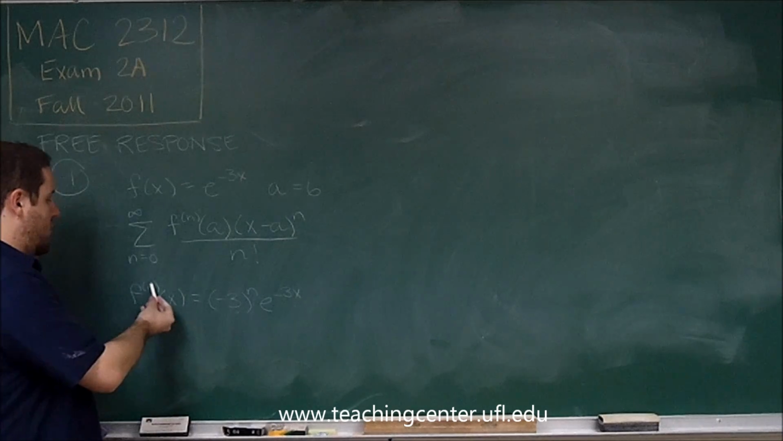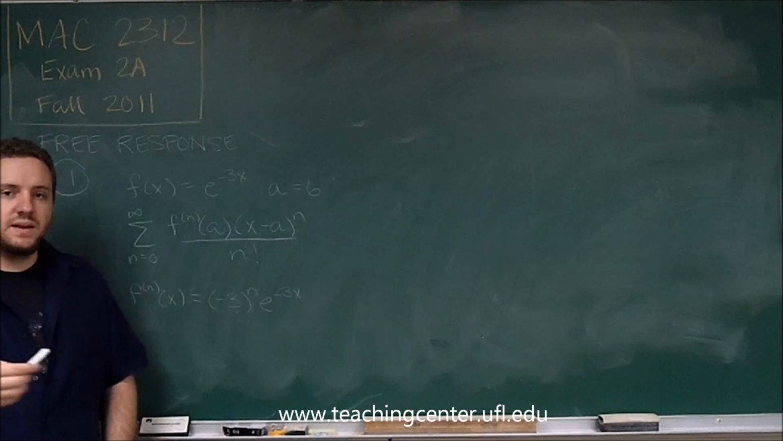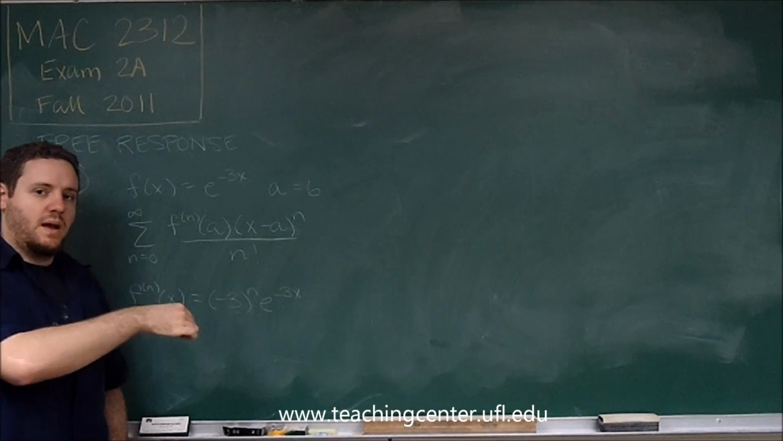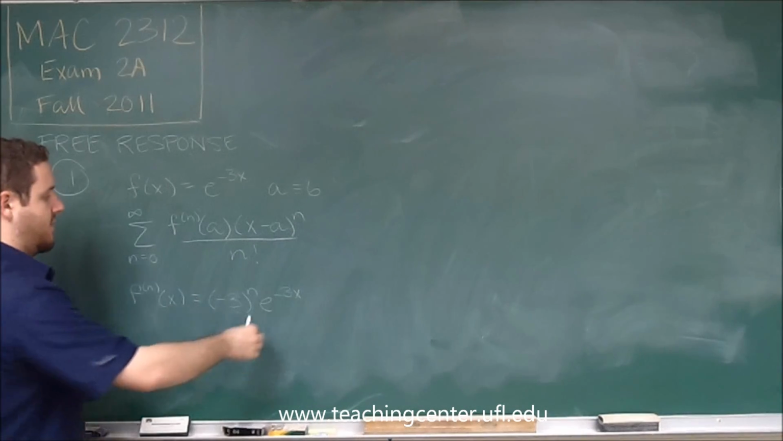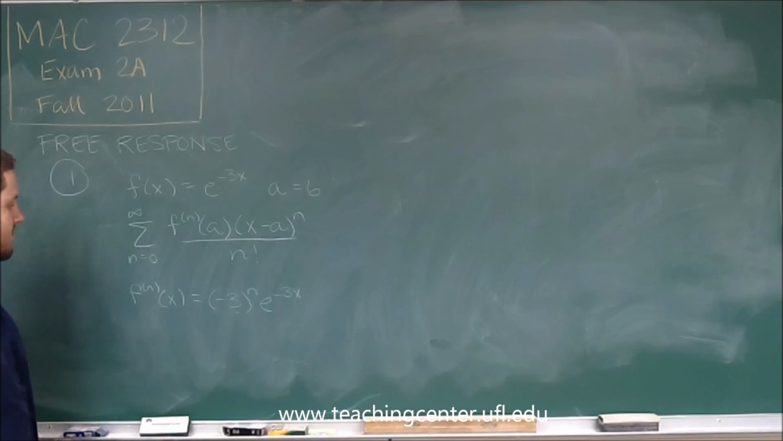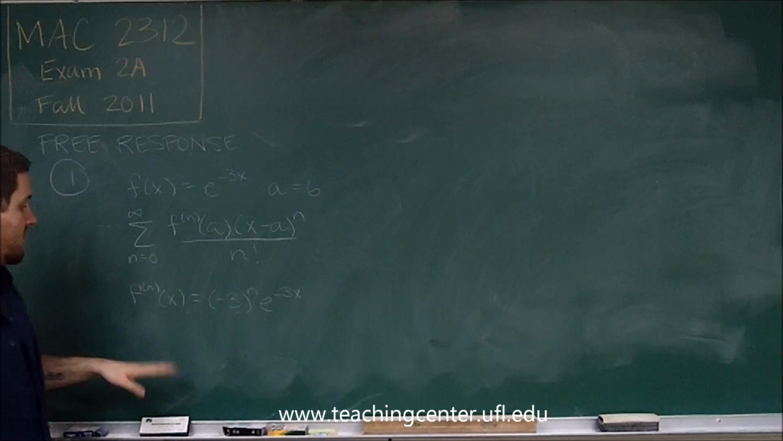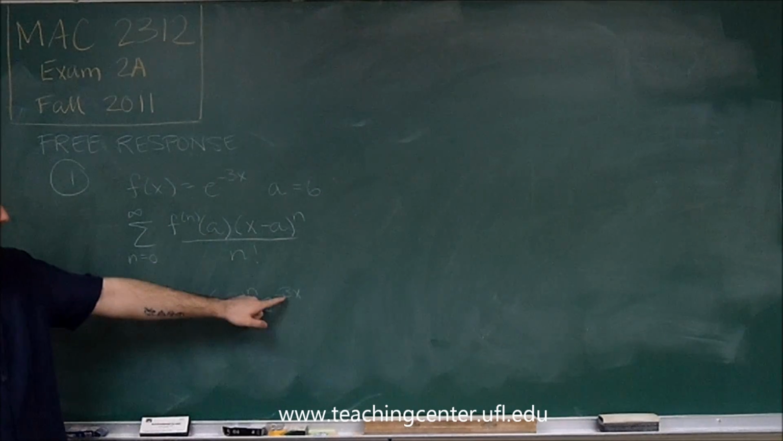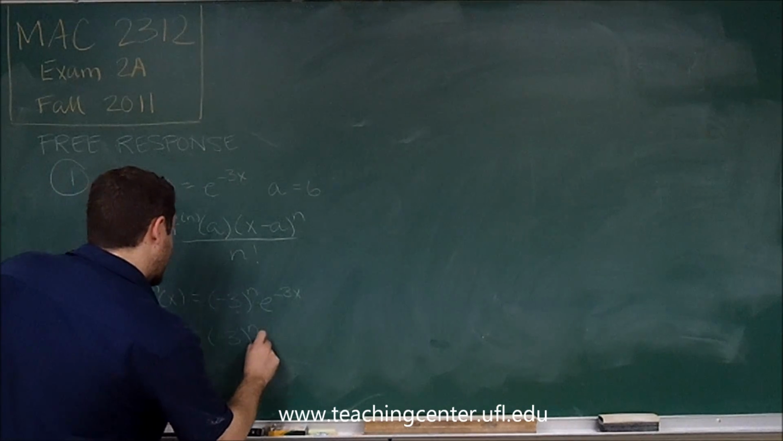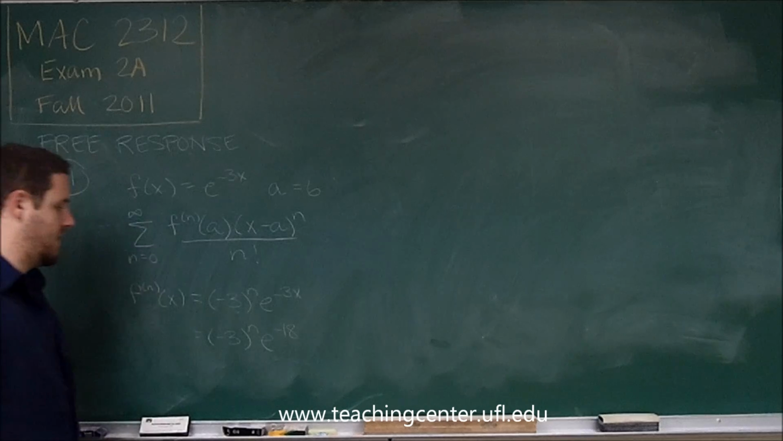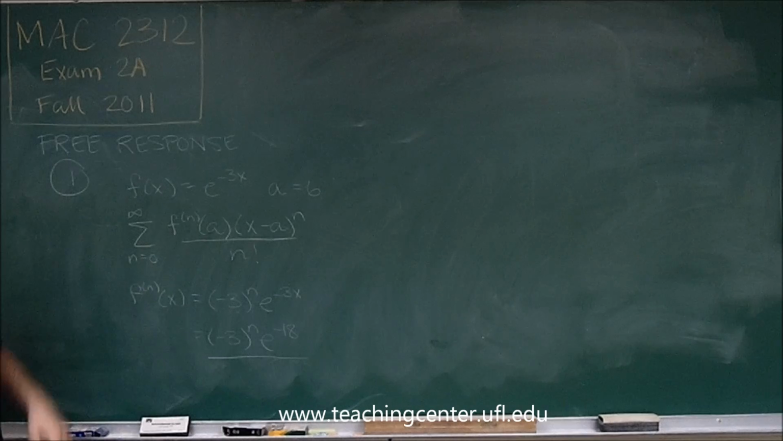So this is saying that however many derivatives of f of x I'm taking, that's how many negative 3's are going to have been pulled down, and you're just going to have them multiplied times each other, so you have negative 3 to the n. That e to the negative 3x always stays there. But what are we doing? We're doing the nth derivative at a, and a is 6. So everywhere there's an x, we plug in 6, which is only in the exponent. So we get negative 3 to the n, e to the negative 18. So this part right here is our nth derivative at a.